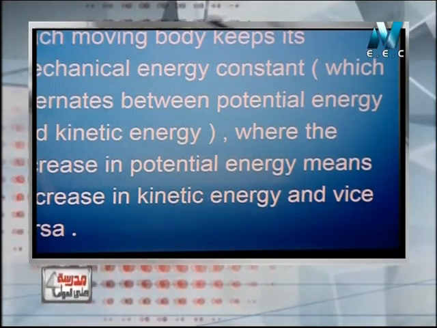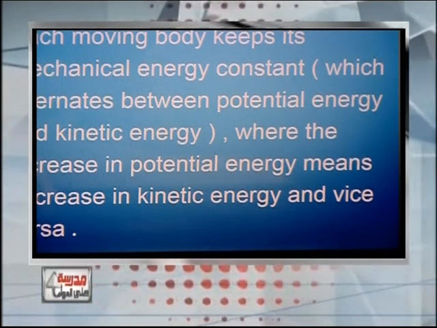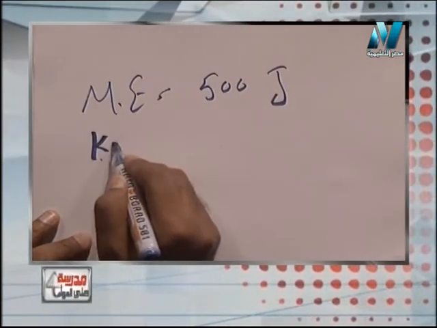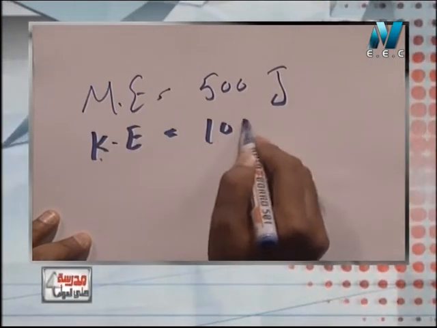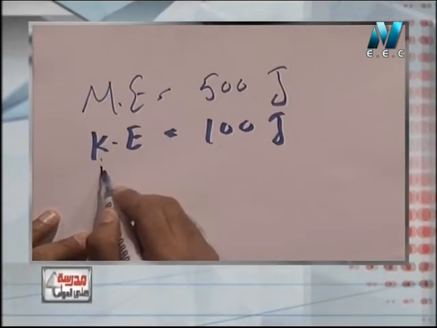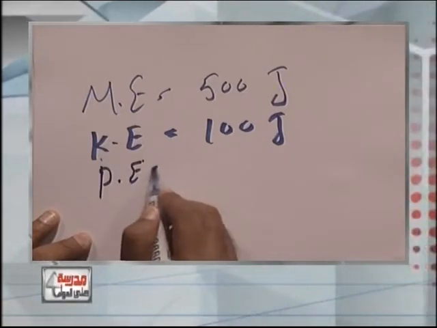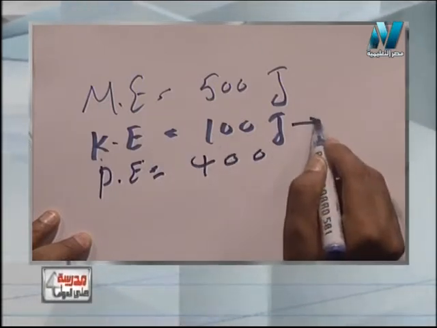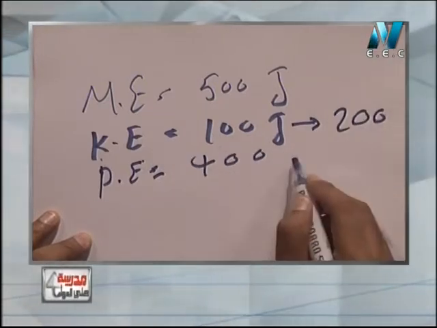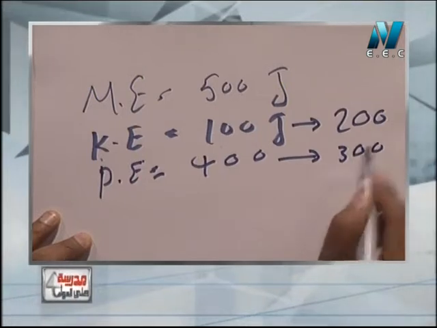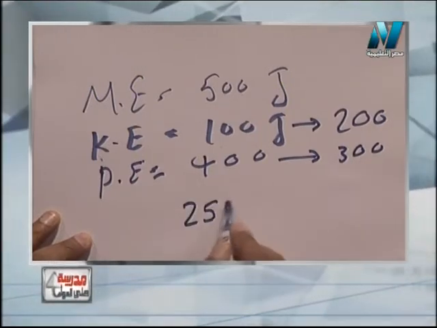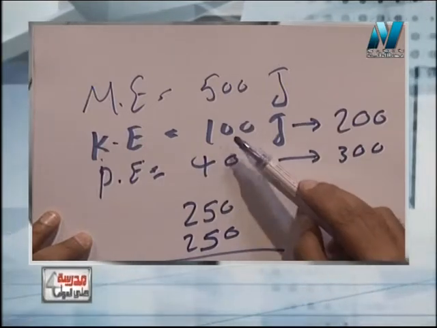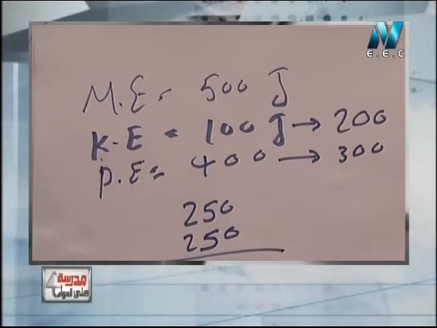So if mechanical energy equals 500 joules and kinetic energy at any point equals 100 joules, what's the potential energy here? Potential energy equals 500 minus 100, which equals 400. If kinetic becomes 200, potential becomes 300. If kinetic becomes 250, potential will be 250. By increasing kinetic energy, the potential energy decreases.